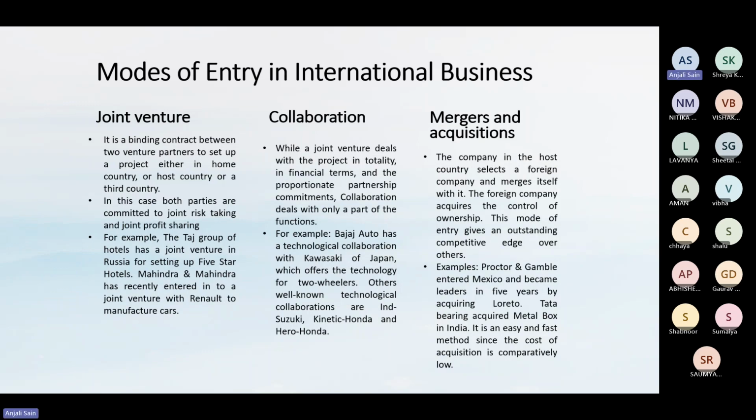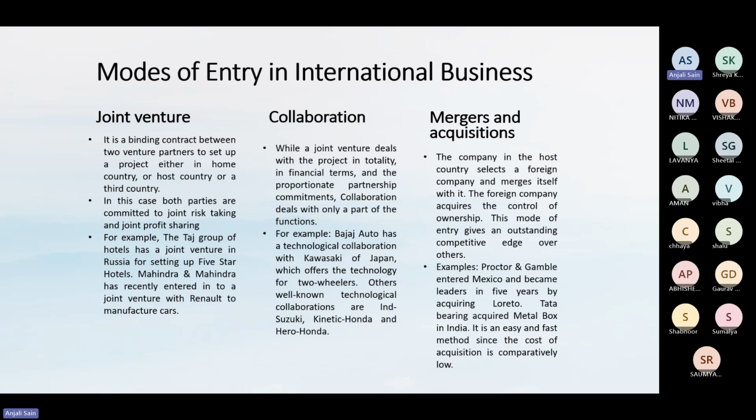ठीक है. Then there is a collaboration. Collaboration में क्या है? While a joint venture deals with the project in totality in financial terms and the proportionate partnership commitment, collaboration deals only with the functions. Joint venture में क्या है कि एक प्रोजेक्ट के लिए मैंने किसी कंपनी के साथ कॉन्ट्रैक्ट किया, and in joint venture मैं उसके साथ उस प्रोजेक्ट में फुली इन्वॉल्व हूँ. I am involved in the risk taking, I am involved in the profit sharing. But collaboration में क्या है? I am having a contract with the other companies for only a specific function.